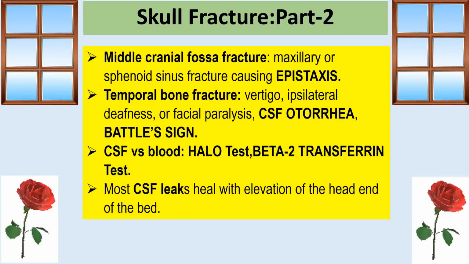In the middle cranial fossa fracture, there may be maxillary or sphenoid sinus fracture causing epistaxis. A temporal bone fracture can injure the facial or vestibulocochlear nerve, resulting in vertigo, ipsilateral deafness, or facial paralysis. Sometimes a temporal bone fracture communicates with the subarachnoid space and the middle ear and causes CSF leakage into the pharynx via the Eustachian tube or from the ear. The latter is called CSF otorrhea.